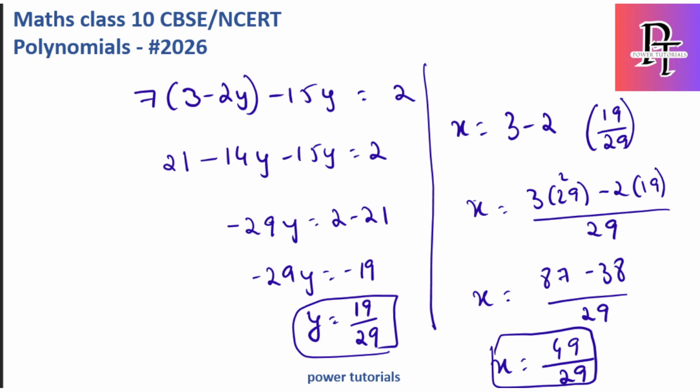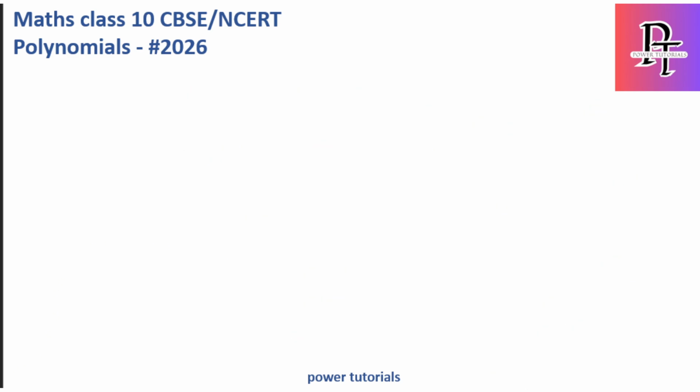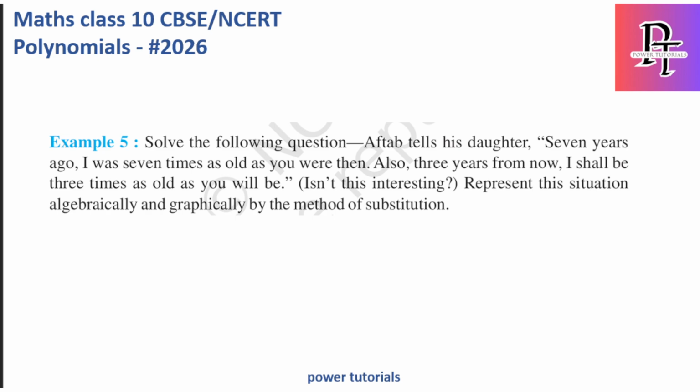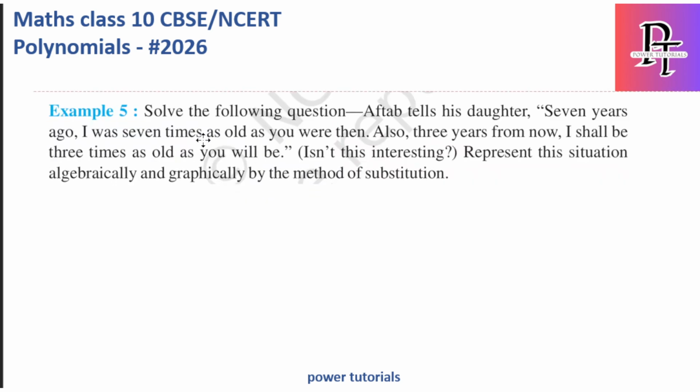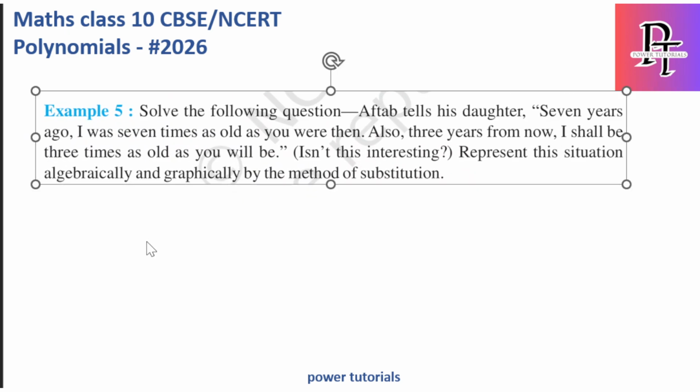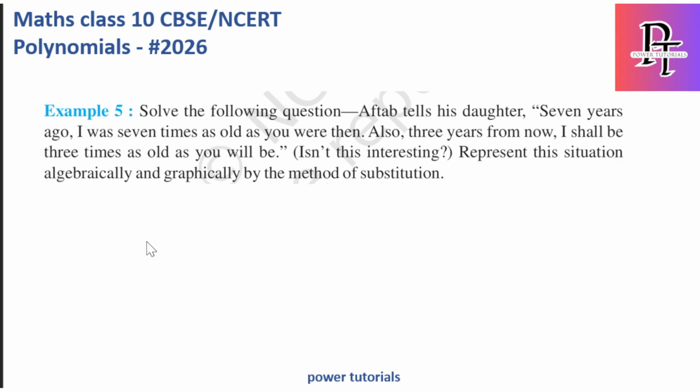Now let's move to the next example question: solve the following. Aftab tells his daughter, 7 years ago I was 7 times as old as you were then. Also 3 years from now I shall be 3 times as old as you. Represent the situation algebraically and graphically by the method of substitution. This is a bit interesting, because the father is not revealing his age, but is just giving two conditions so that his daughter can get his current age.